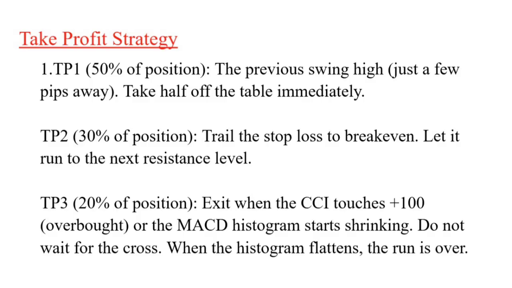Take half off the table immediately. TP2, 30% of position. Trail the stop loss to break even. Let it run to the next resistance level. TP3, 20% of position. Exit when the CCI touches plus 100, overbought, or the MACD histogram starts shrinking. Do not wait for the cross. When the histogram flattens, the run is over. This mechanical exit keeps you disciplined. You don't hope, you stick to the rules.